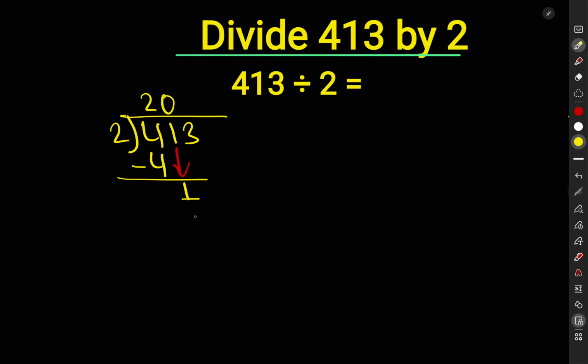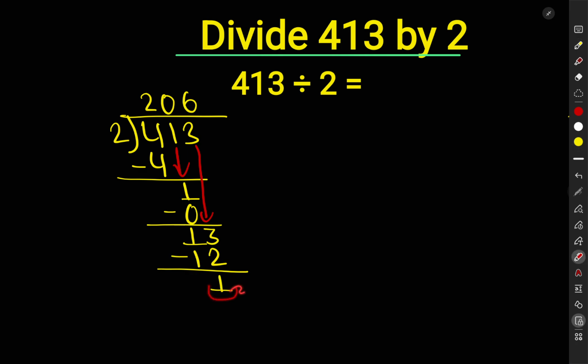So 2 times 0 means 0. On subtracting we get 1. So now we put down this 3 and it is 13. So 2 times 6 means 12. On subtracting it is 1.